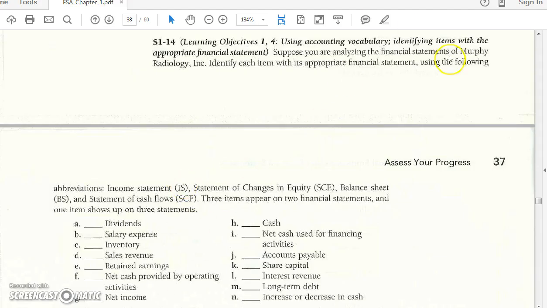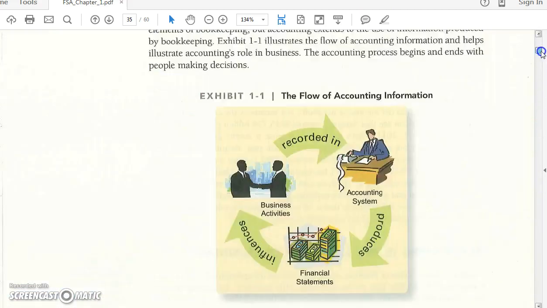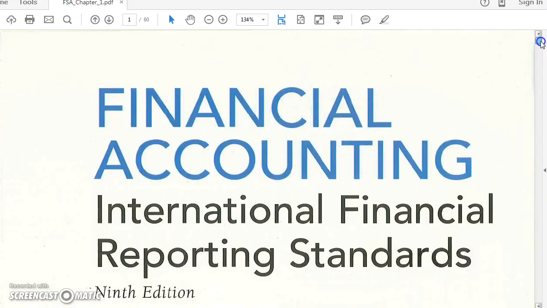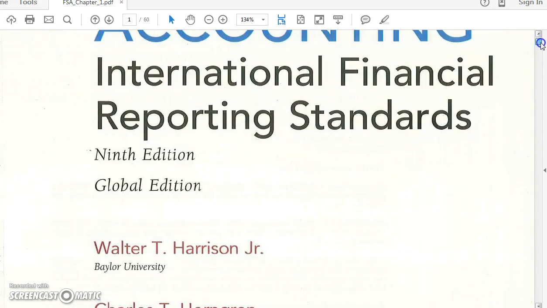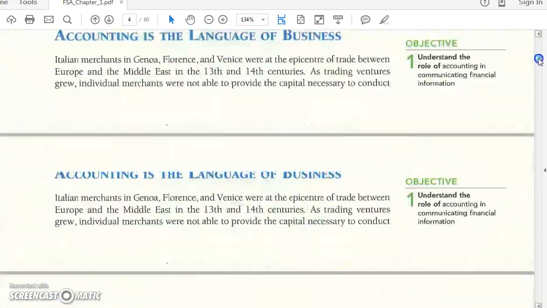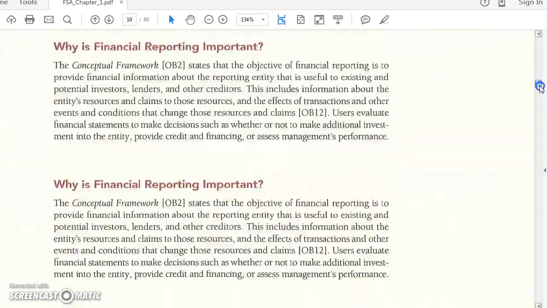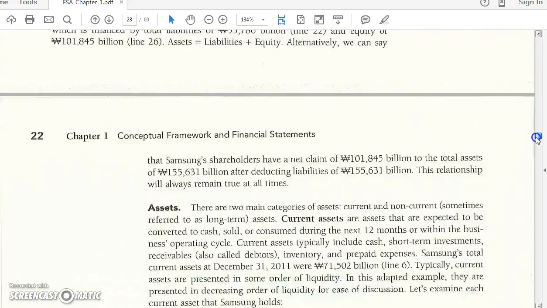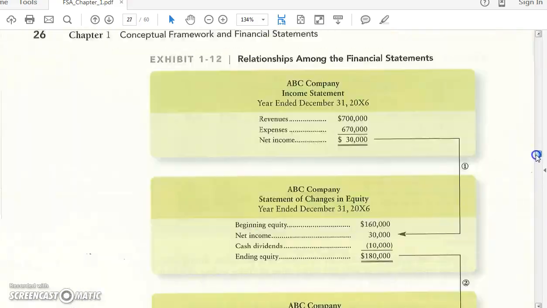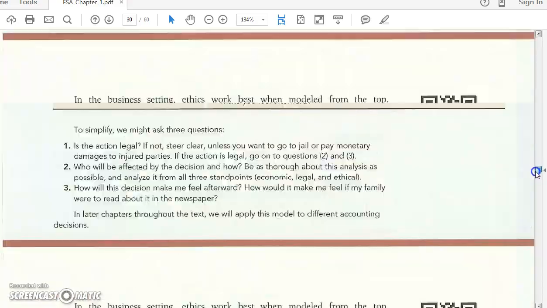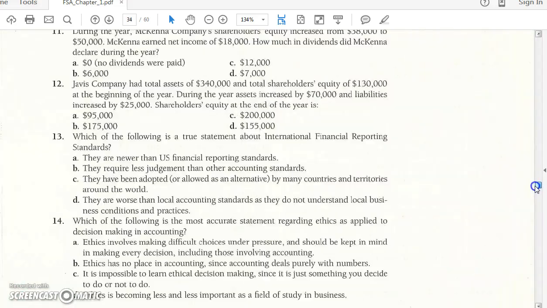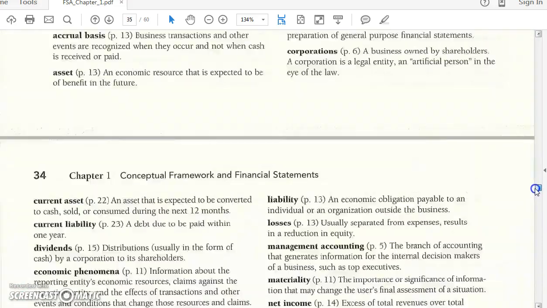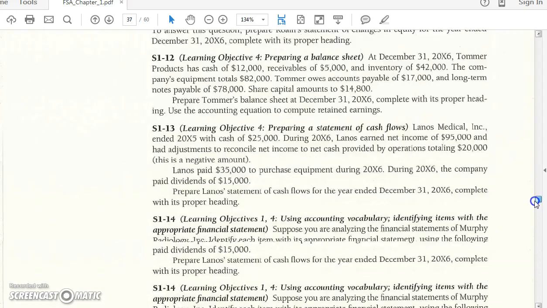Let's take a look at our textbook. As you can see, our textbook is Harrison Horngren, International Financial Reporting Standards. The question I want to do is question 14, and where was it? It's around here somewhere. Just be patient until I get it. And here we are, 14. Sorry, it's 14 of this.